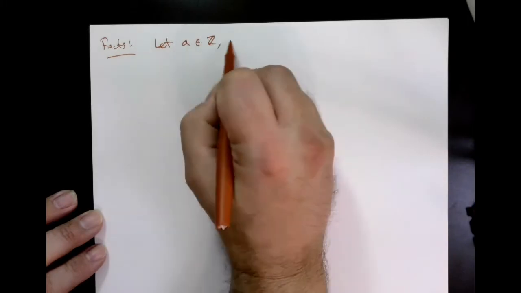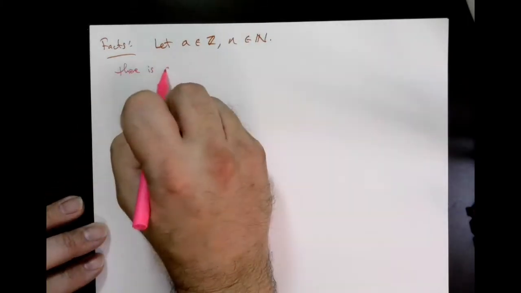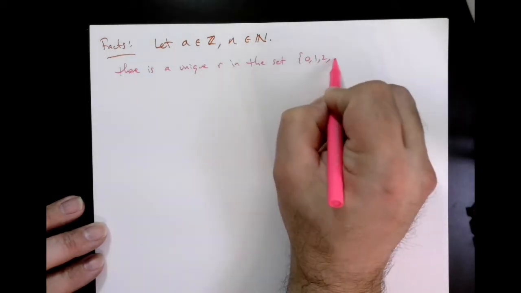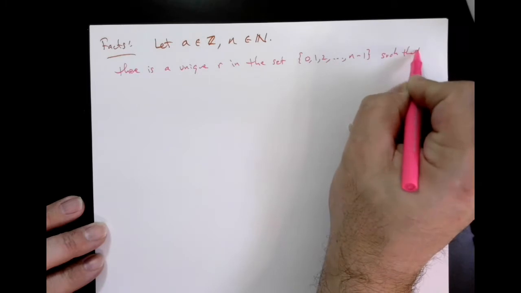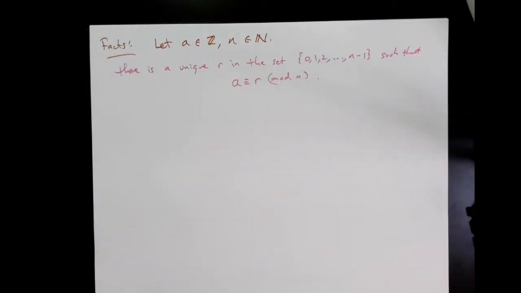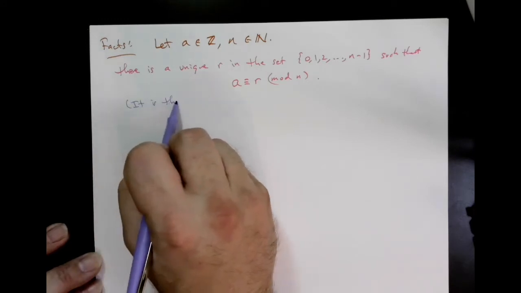So now let A be an integer and let N be a positive integer. Then there's a unique value R in the set 0, 1, 2 up to N minus 1 where A is congruent to R modulo N. To see this, notice that this is just the remainder from the division algorithm.